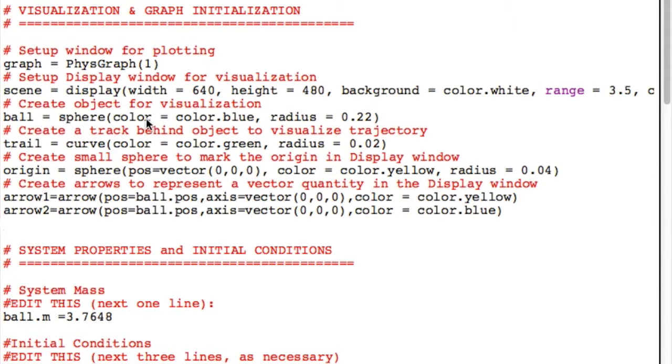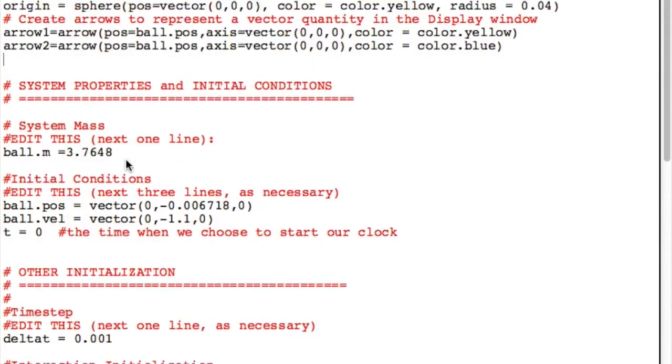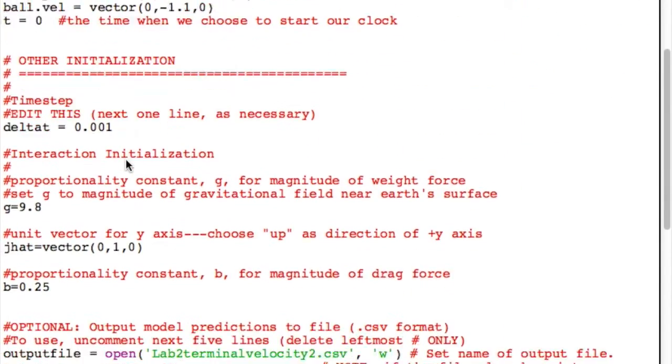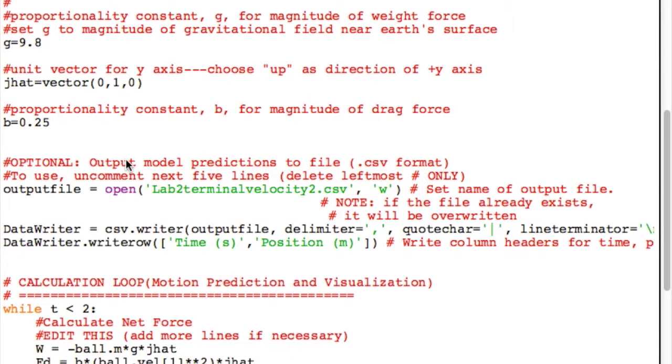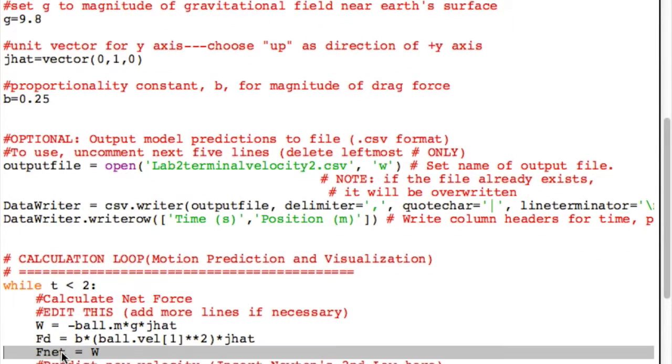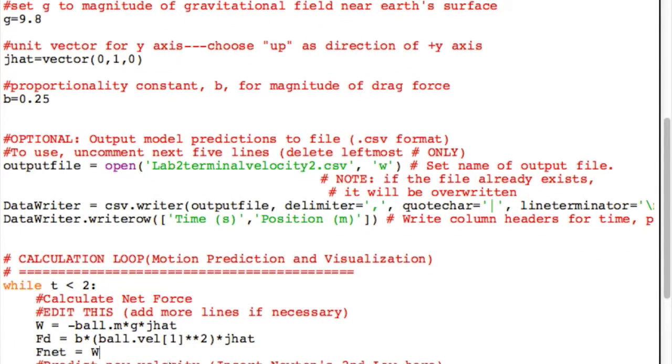However, by using a computational model to predict our ball's motion, I was able to further define the total net force acting on the ball as the sum of the gravitational force acting in the negative y direction and the drag force acting in the positive y direction.